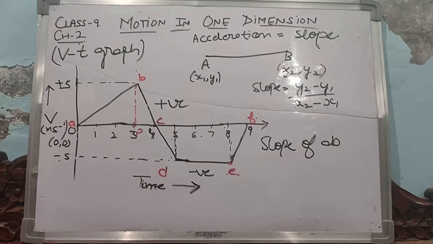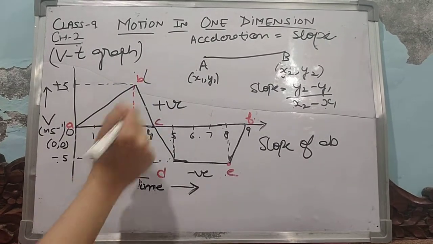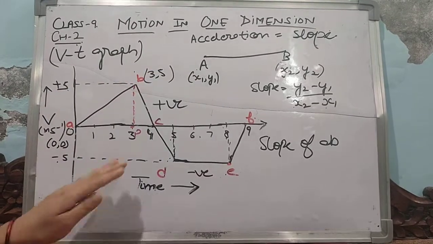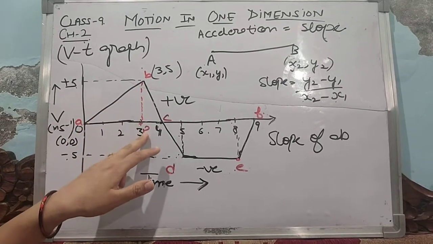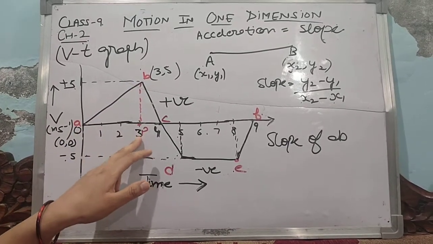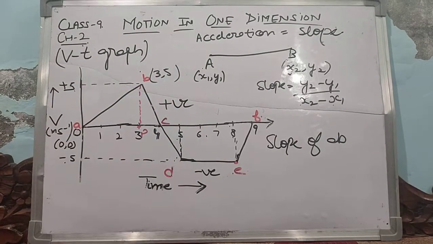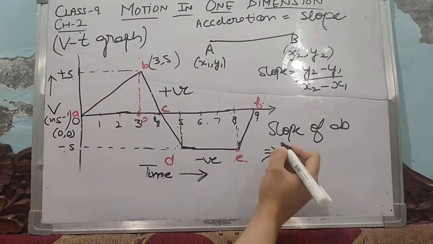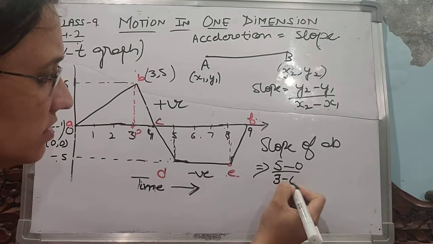What about the coordinates of B? The coordinates of B are 3 and 5. As you can see in the graph itself, the point B meets at point P and the value of P is 3 along the x-axis, and along the y-axis it is 5. So I'll find out the slope. Y2 minus y1 will be 5 minus 0 upon 3 minus 0.